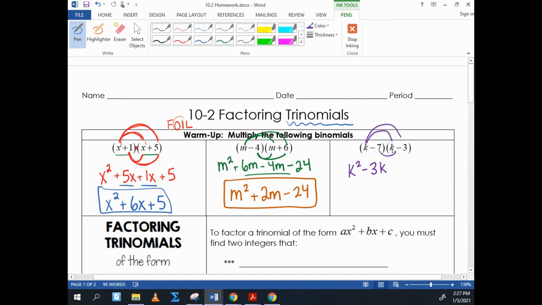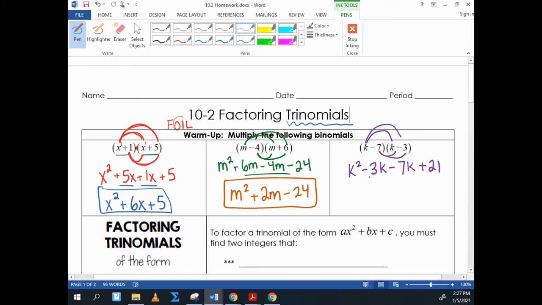Now we have a negative 7 times k. That's another negative 7k. And then negative 7 times negative 3. Remember, a negative multiplied by a negative gives you a positive. And then 7 times 3 is that 21.